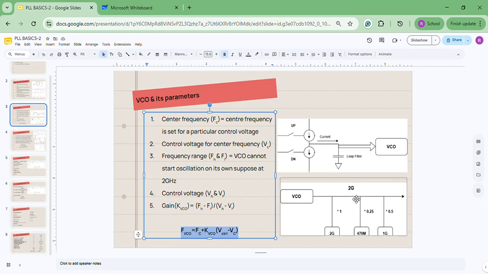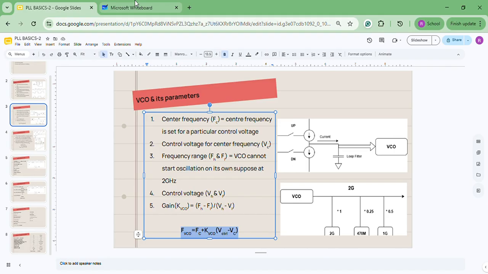Basically, in industries we will not design for a single frequency. After the VCO there is another block called the LO generator. Suppose our VCO frequency is 2 gigahertz, but our system needs a frequency of 1 gigahertz or 2 gigahertz or 0.25 gigahertz. In that case, we'll multiply or divide it by the desired factor to get the desired frequency.